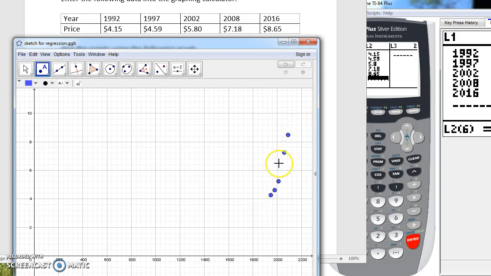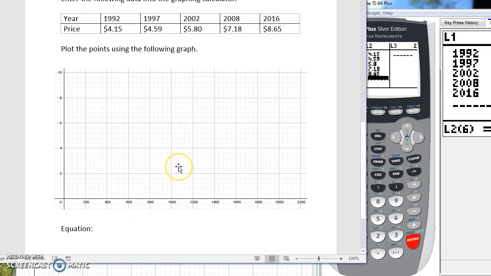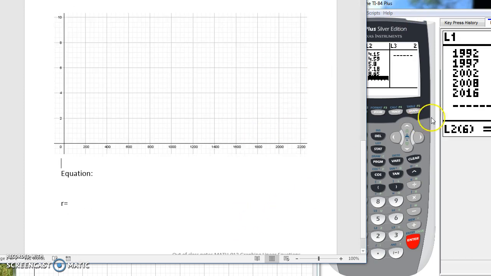So you can kind of see this might not be a linear pattern. You can see that this is growing pretty rapidly, but again, we're going to do our best to calculate a linear regression with those. So when you graph these points in this plot, they're not going to be perfect, but just do the best you can. And now let's go ahead and run our regression.